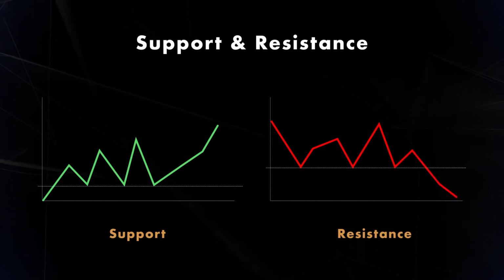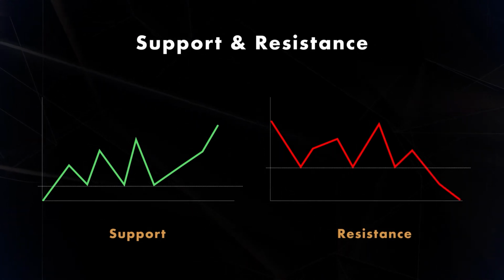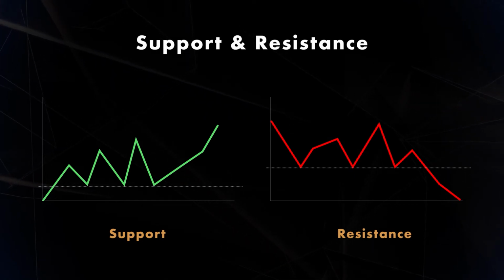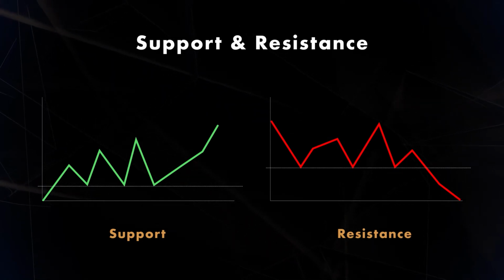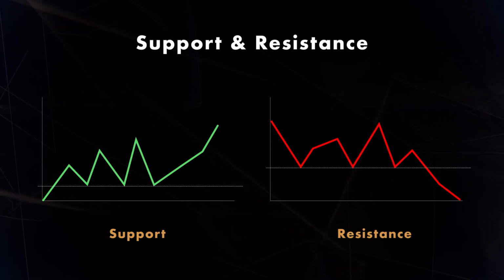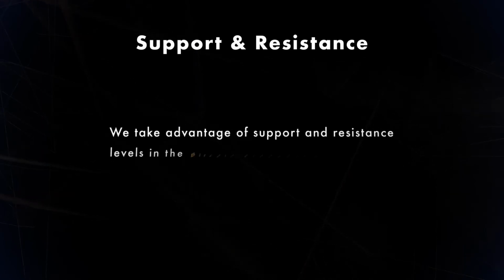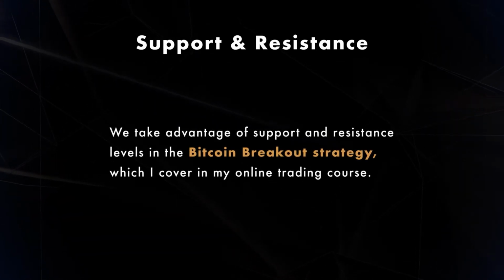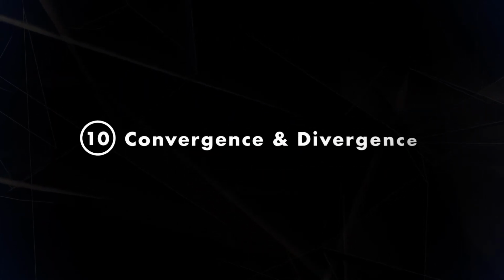prices from rising higher. Often you'll see price action have several attempts to break through these levels, building into a sort of wedge type shape, until the dam finally bursts and price continues. We take advantage of support and resistance levels in the Bitcoin breakout strategy, which I cover in my online trading course. Number 10, convergence and divergence.